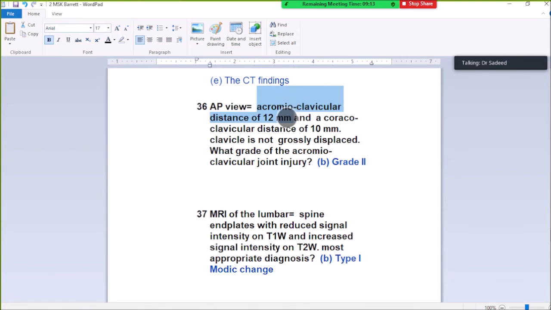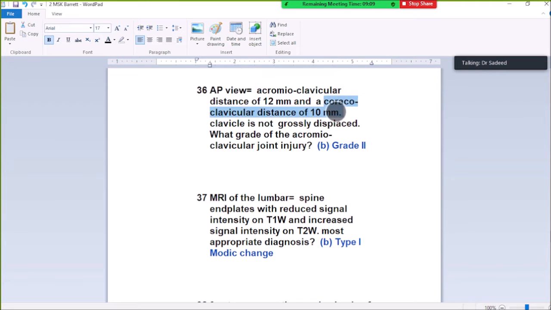Acromioclavicular distance is 12 mm and coracoclavicular distance is 10 mm, so less than 12 mm is grade 2.